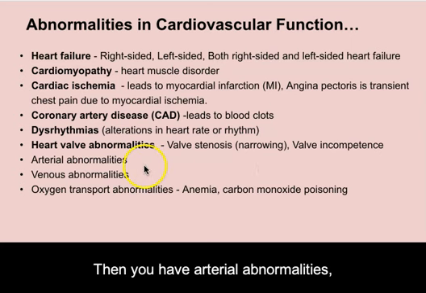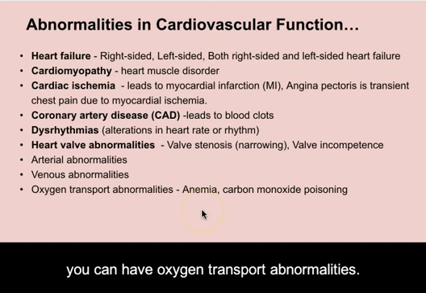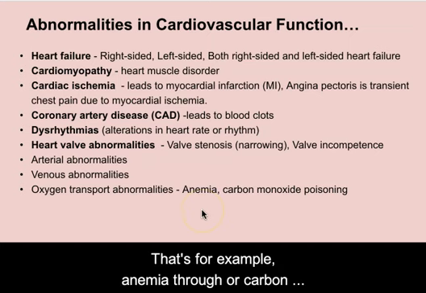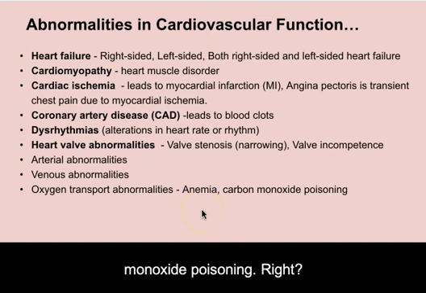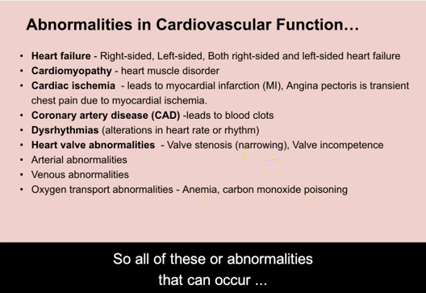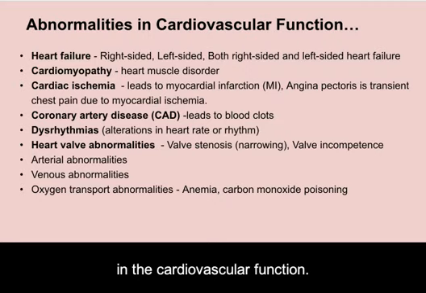Then you have arterial abnormalities, you have venous abnormalities. You can have oxygen transport abnormalities. That's, for example, anemia or carbon monoxide poisoning, right? So all of these are abnormalities that can occur in the cardiovascular function.